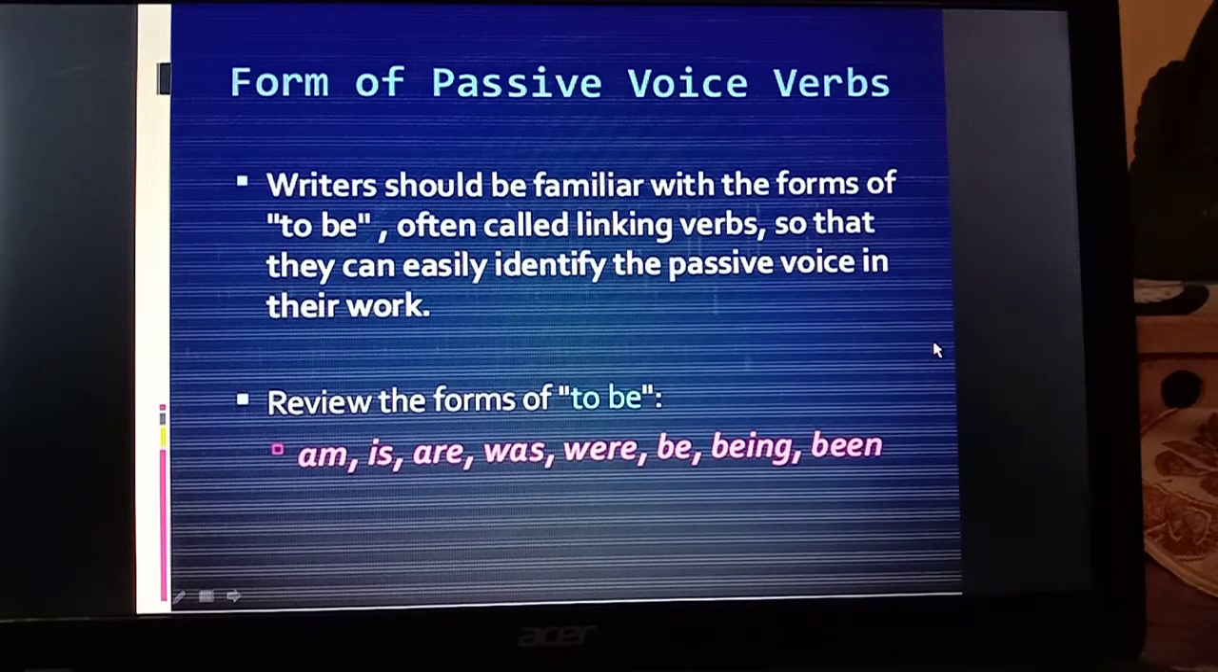Form of passive voice verbs. Writers should be familiar with the forms of to be, often called linking verbs. So these be forms are called linking verbs, so that they can easily identify the passive voice in their verb. So writers use these words to identify the passive voice in their work. Review the forms of to be. So these are some of the examples where you can see the different forms of the be verb: am, is, are, was, were, be, being, been. So these are the forms of the be verb.